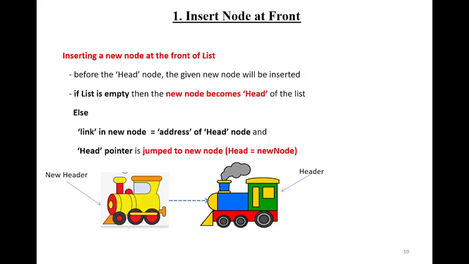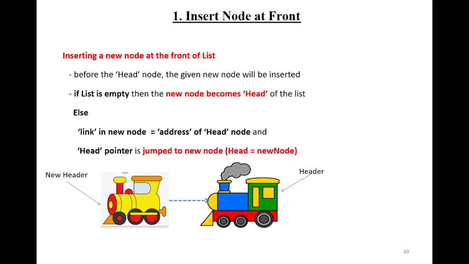Here I would like to discuss one model of insertion, that is insert node at front. Here you can see the way we have to do it. First we have to check whether the list is empty. If the list is empty, the new node becomes the head of the list, because if the list is empty, the node which is created as new will definitely be the header of the list.